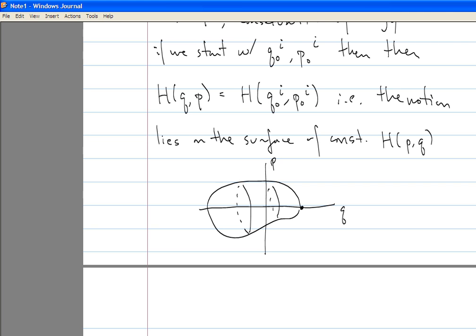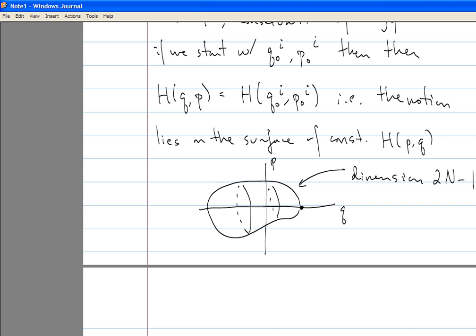So the total phase space has dimension 2n. And the constraint that the Hamiltonian is a constant is one constraint. So that means that this surface has dimension 2n minus 1. For example, if you had a system with 1 degree of freedom, then the surface of constant energy is just a line with dimension 2 minus 1, which is equal to 1.